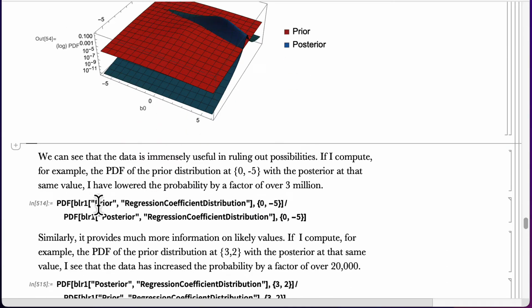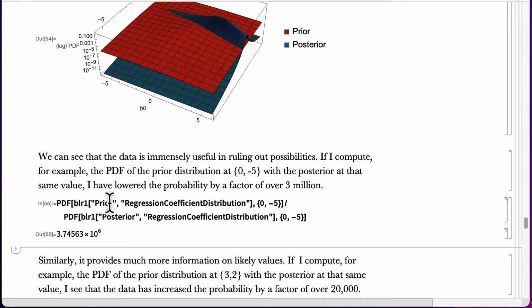Let's look at the prior probability or likelihood that the coefficients B0, B1 were 0, -5. And let's compare that to what we think the likelihood is afterwards. So I'm going to take this PDF and divide it by that PDF. And what you're going to see is it used to be 3.7 million times greater. So by using the data, we now have a much better sense as to whether this is plausible, and it is not plausible.